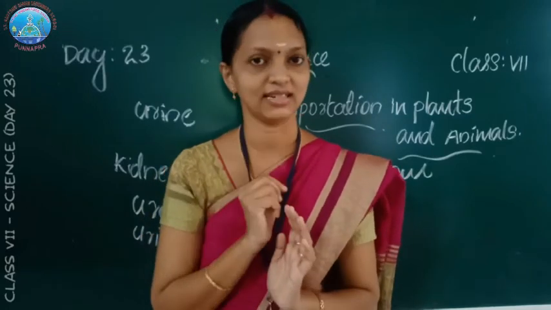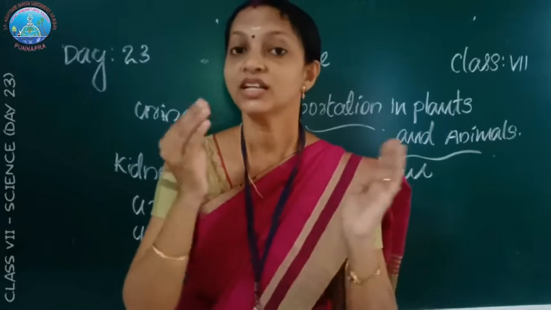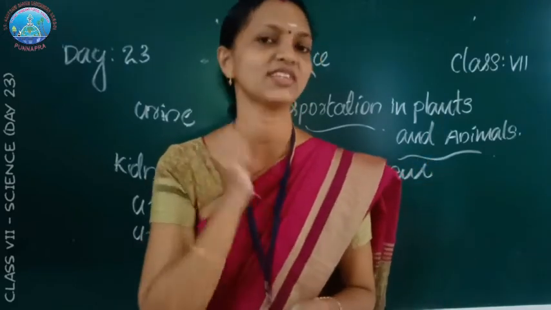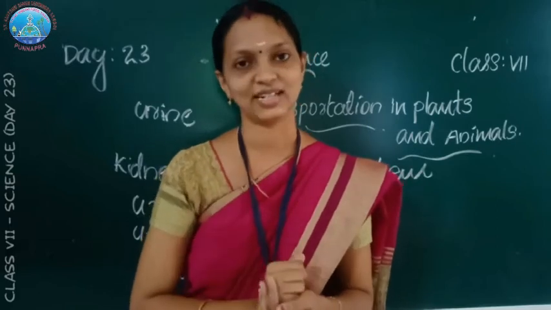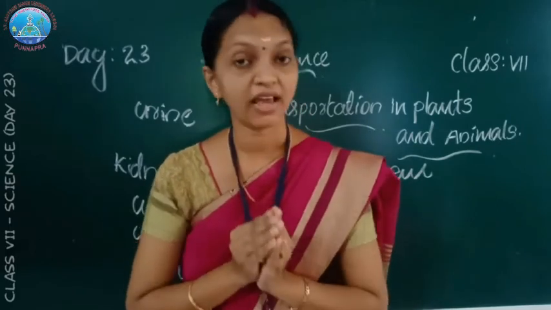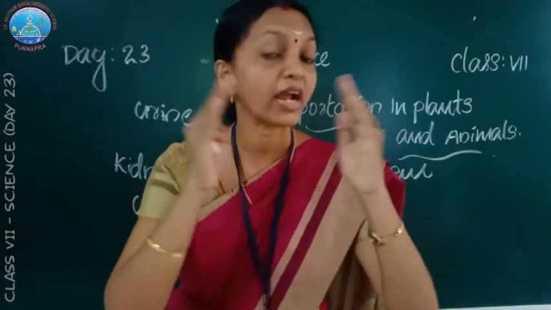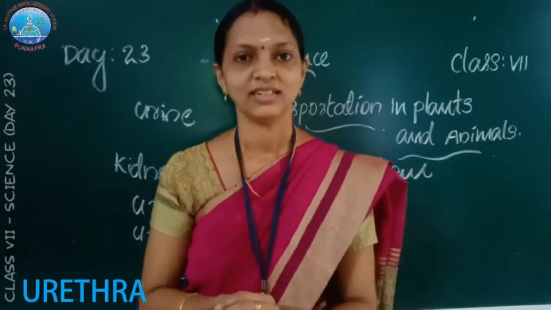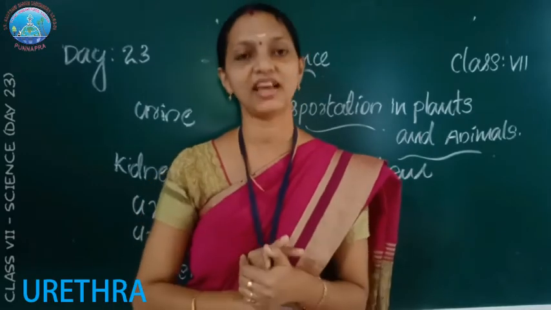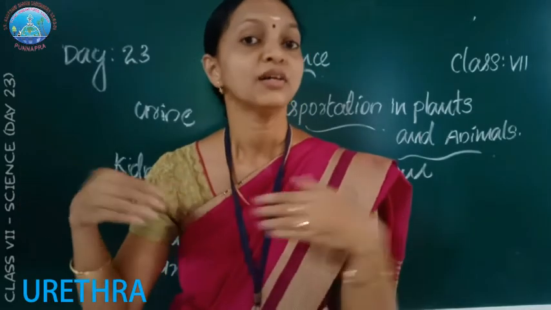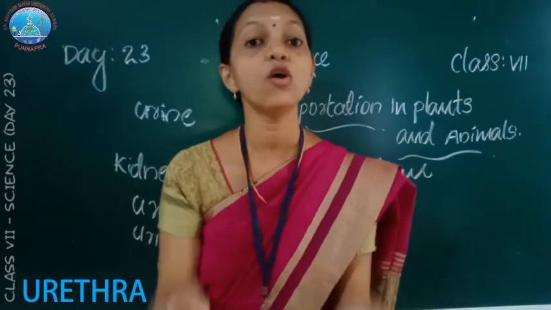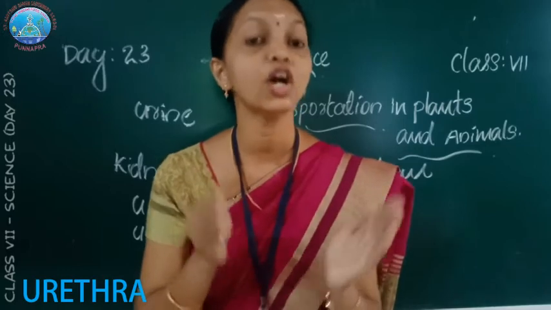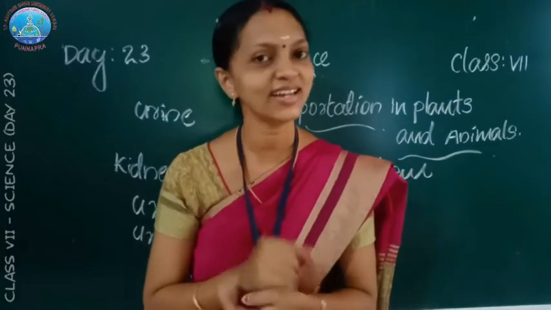The two ureters carry urine into the urinary bladder through the tube-like structure called the ureter. It is stored in the urinary bladder and passed out through the opening of the muscular tube called the urethra.